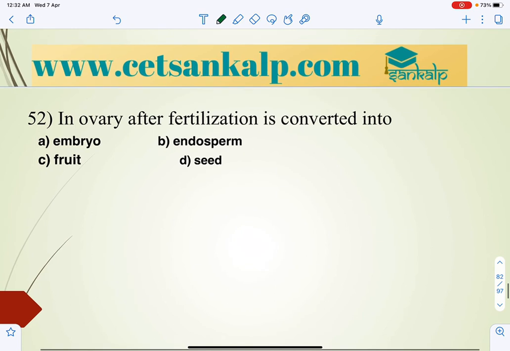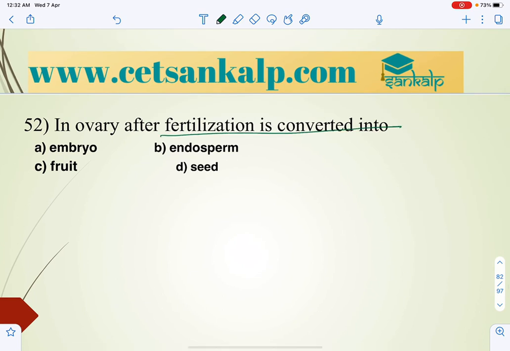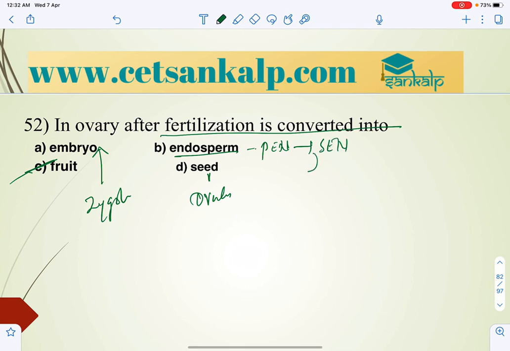Next, ovary after fertilization is converted into, as we all know, the ovary develops into fruit, right? Zygote develops into embryo, and ovules develop into seeds. Endosperm, that is primary endosperm nucleus to secondary endosperm nucleus, and then endosperm.